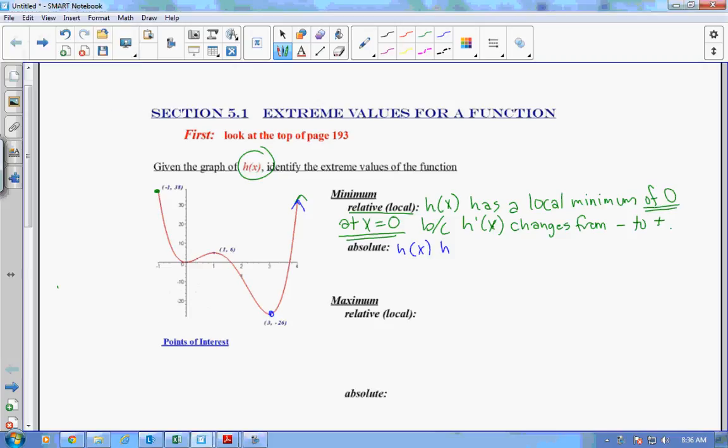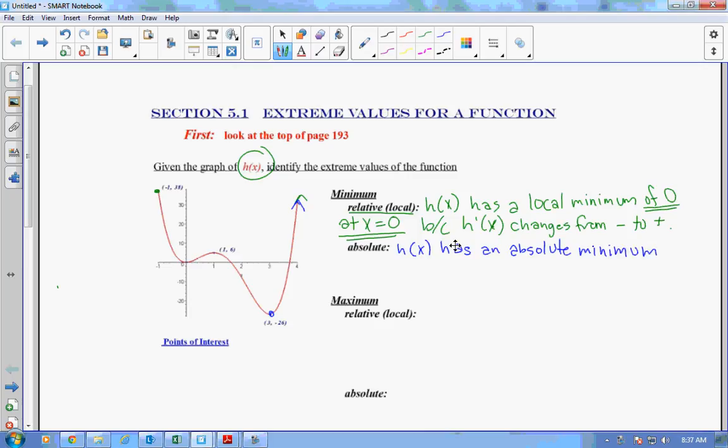Negative, that can be anywhere where the derivative changes from negative to positive, and it just depends on what specific interval you're looking at. Okay, so possibly you could have a whole bunch of them. H of x has an absolute minimum.